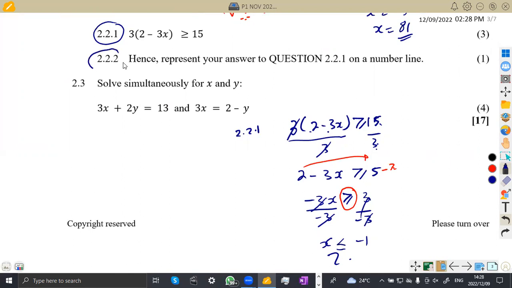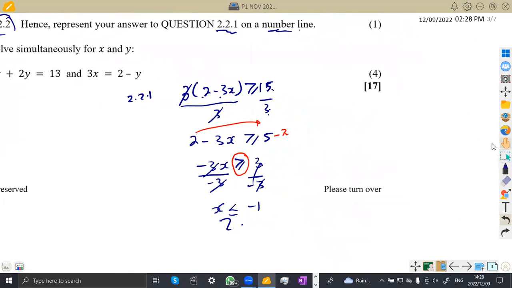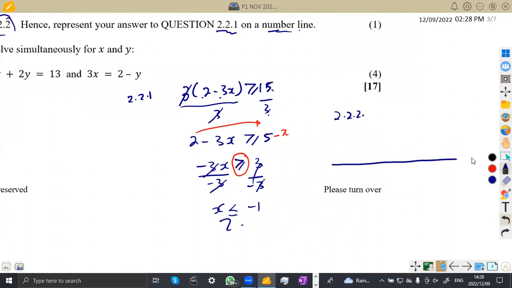Then on 2.2.2, hence represent your answer to question 2.2.1 on a number line, just a number line, guys. Okay, so that is the number line. As we know, our number line is supposed to show the values of x, so you can have x as 0, -1, -2, and so on. These are the values of x. So our x is less than or equal to -1. You're going to -1, and since it is less than or equal to, you shade the circle.